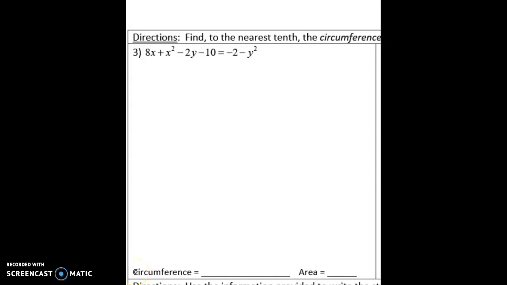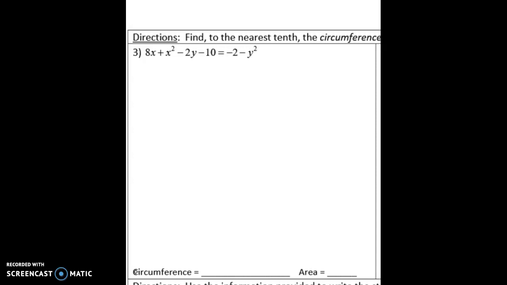Okay, I lied in the last video. We're going to do one more, and hopefully you see at the bottom, this one doesn't ask you to graph. This one actually asks for the circumference and the area of the circle. So to figure out the circumference and the area, we're going to have to find the radius. So we are going to have to complete the square again.